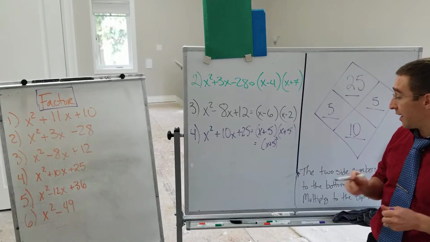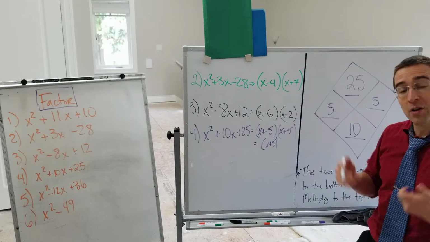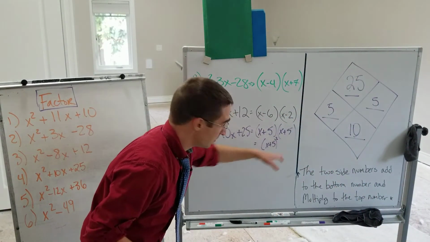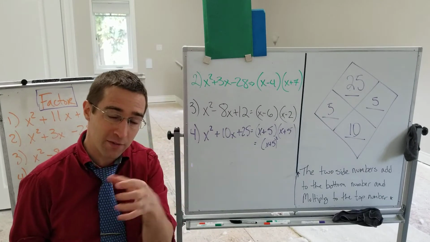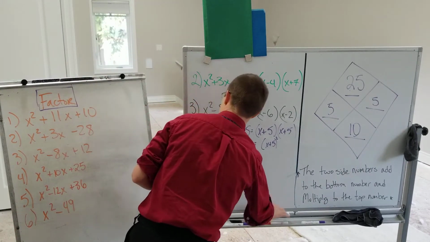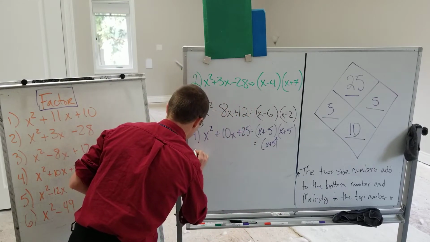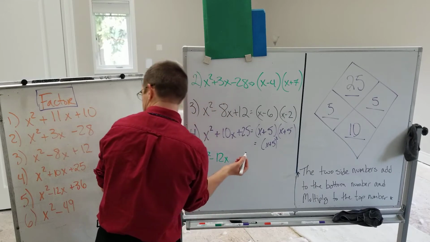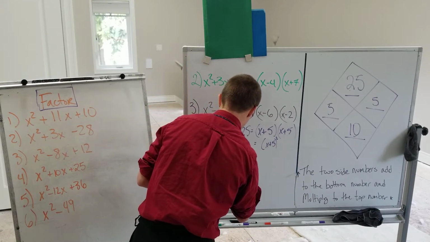We could write it either as x plus 5 times x plus 5 or as x plus 5 squared because we have the same binomial, x plus 5, multiplied by itself. Cool. Let's go to the next one. Number 5. Here I've got x squared minus 12x plus 36.